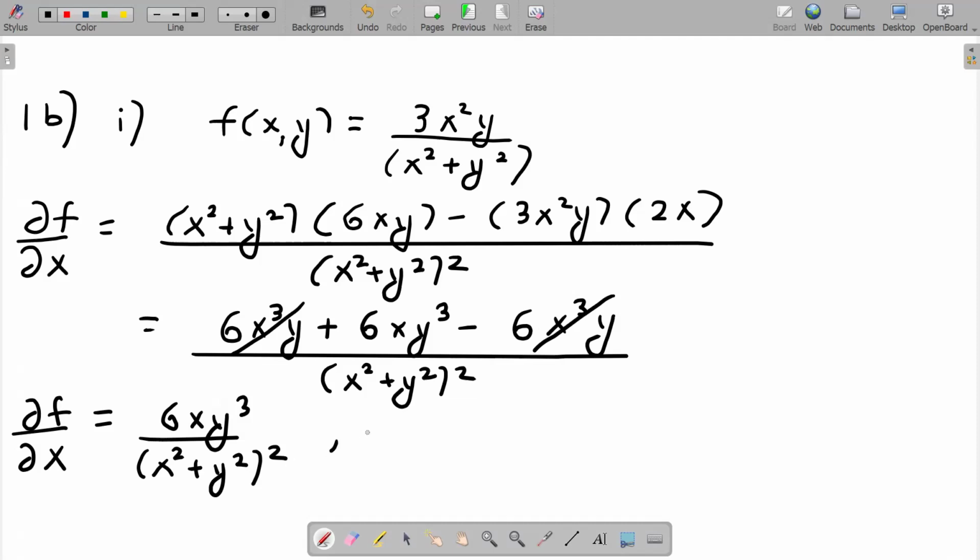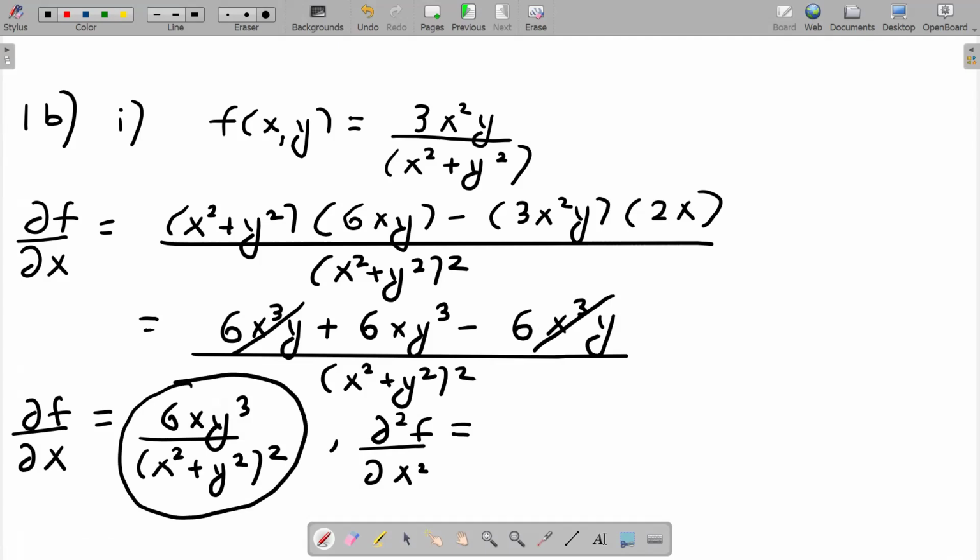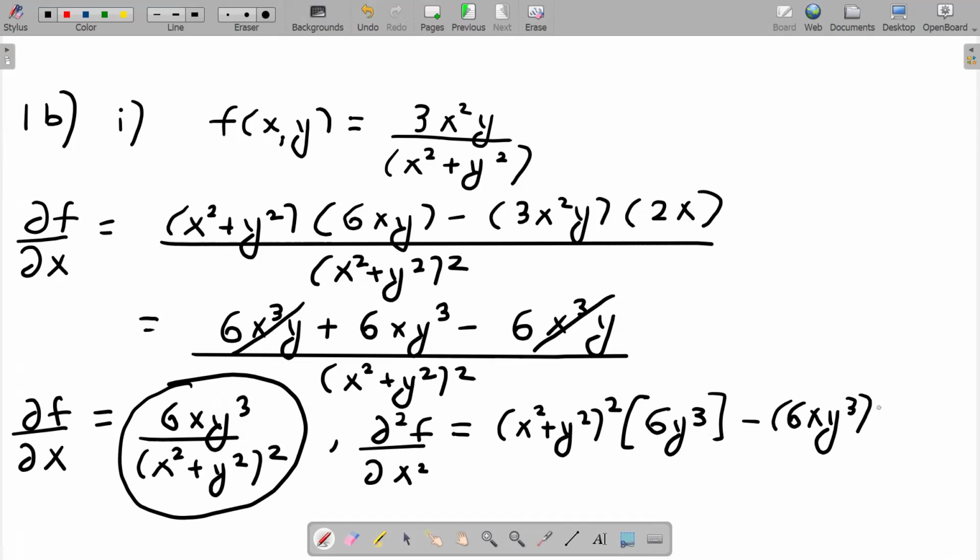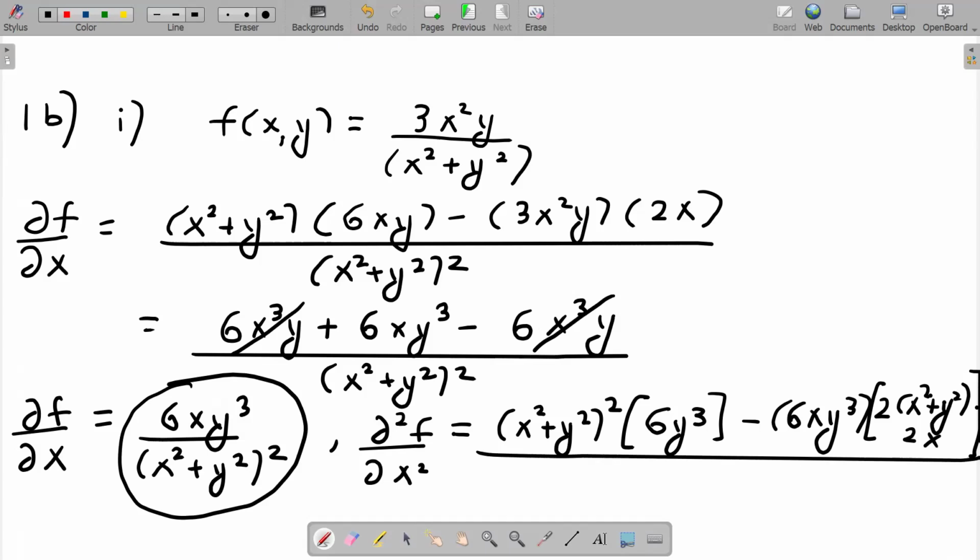Okay. Similarly, if I have to find del square f by del x square, I'll just go one more step forward. How will I solve for del square f by del x square? I'll again differentiate. So it's going to be x square plus y square whole square times the derivative of 6xy cube with respect to x, which is 6y cube, minus 6xy cube times the derivative of the denominator with respect to x partially, which is 2 times x square plus y square times 2x, whole divided by the denominator square, which is x square plus y square whole square square, which is x square plus y square to the power 4.